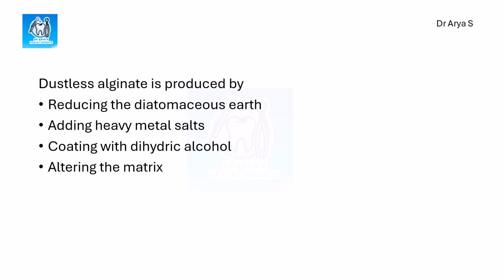Dustless alginate is produced by reducing the diatomaceous earth, adding heavy metal salt, coating with dihydric alcohol, or altering the matrix. Here the answer is coating with dihydric alcohol.